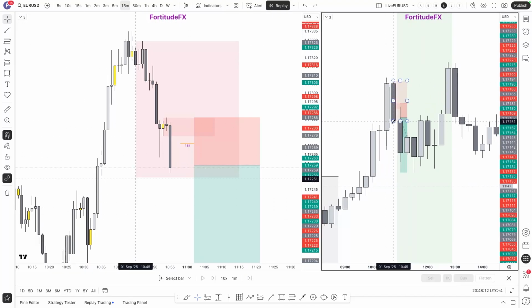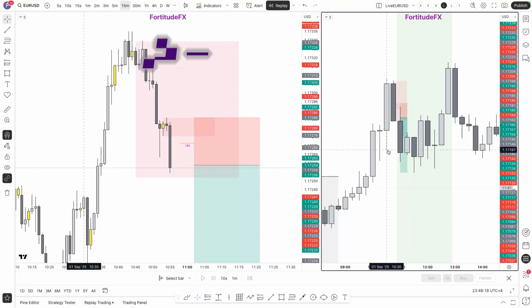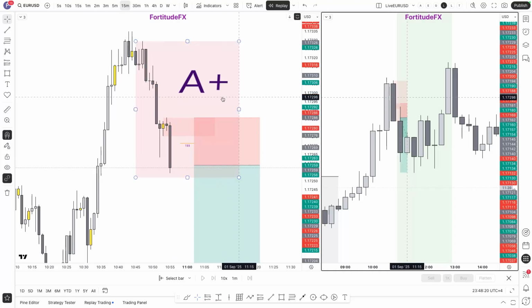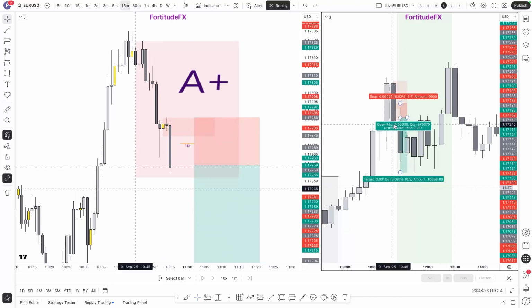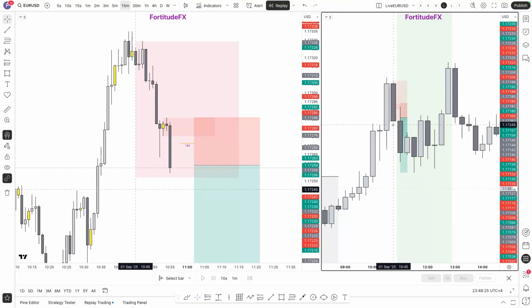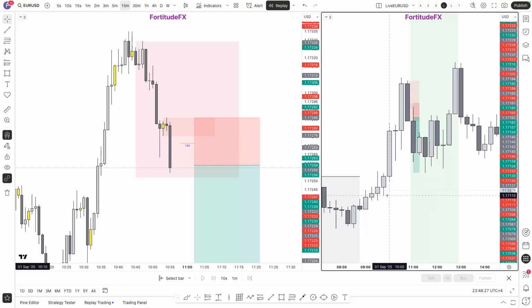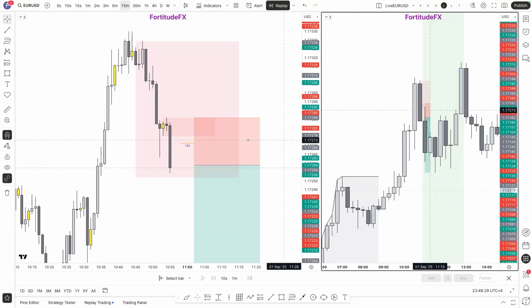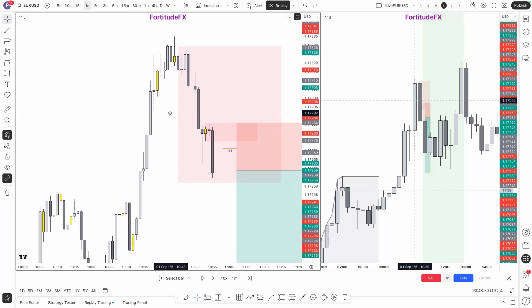So if I zoom that in, you see that bias coming in, right? Now, has it broken the low of this candle? No. Ideally, if it had broken the low of this candle, that would have been a perfect A+ setup, given the setup that we'll get here, but it wasn't. But still, it is a candle worth investigating. It's a big body, solid close, solid bearish candle. So let's move to the 1 minute.